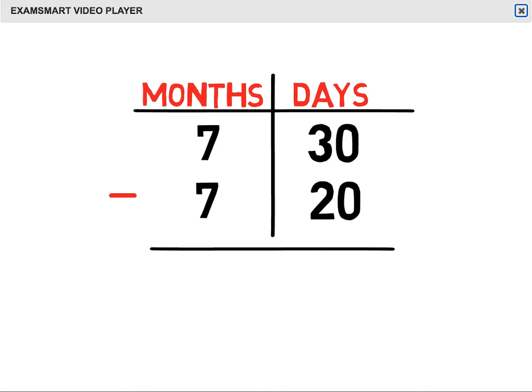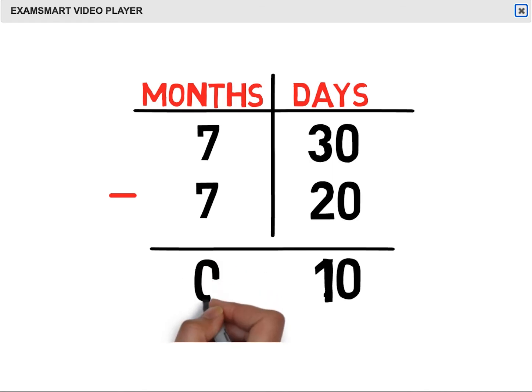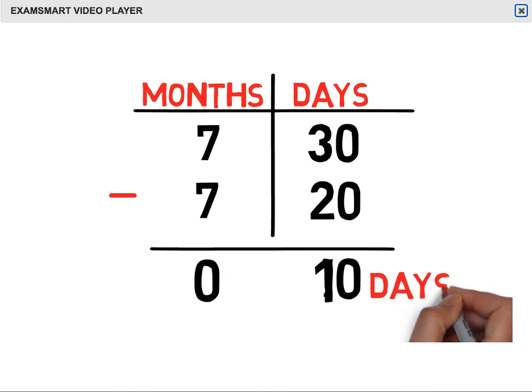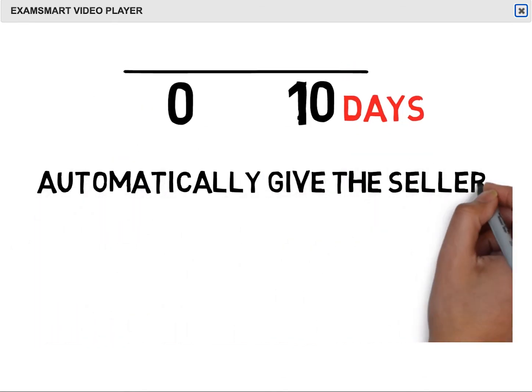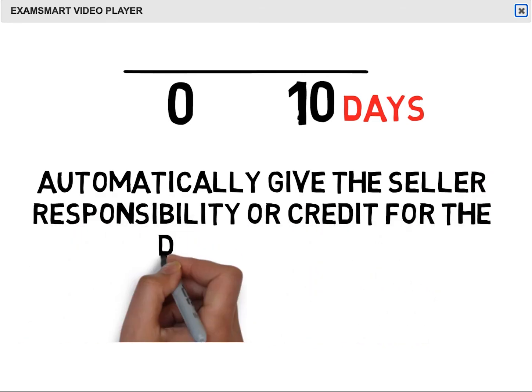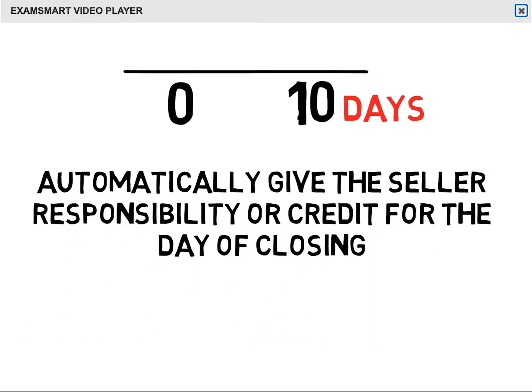On the day column, 30 days minus 20 days is 10 days. The months cancel. 7 minus 7 is 0, so we have 10 days. There's one catch. By going through this subtraction process, we automatically give the seller responsibility or credit for the day of closing.